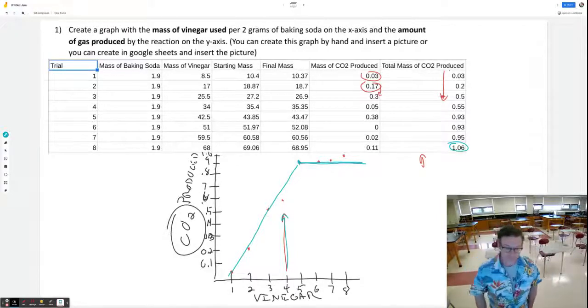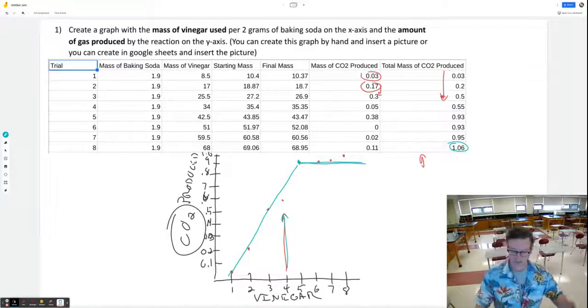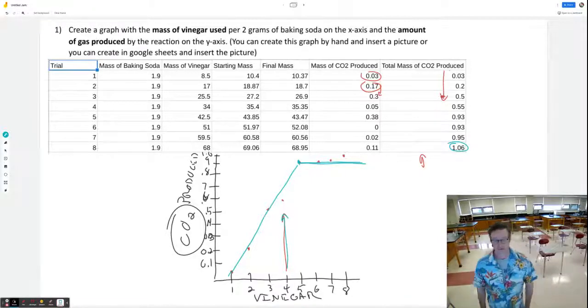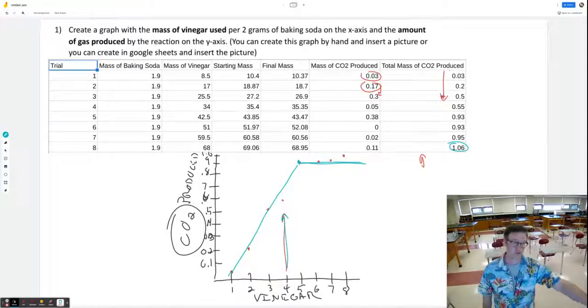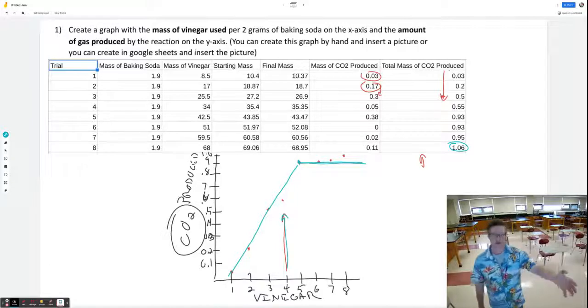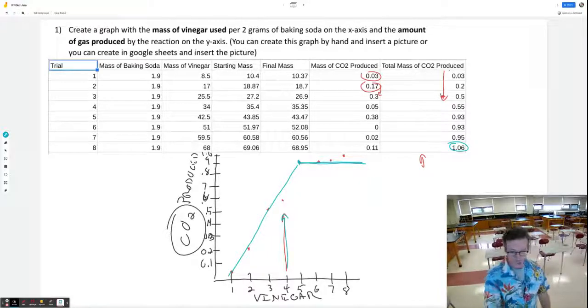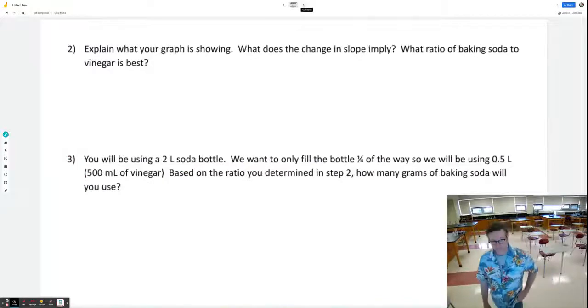Okay, so your graph will look something like this. Your slope and angles and things will be a little different because you're using different numbers. So your mass produced will be different. Your amount of vinegar each time will be different. So the scale and the scope of your graph will look different, but your overall shape should be something like this. So what does that mean?